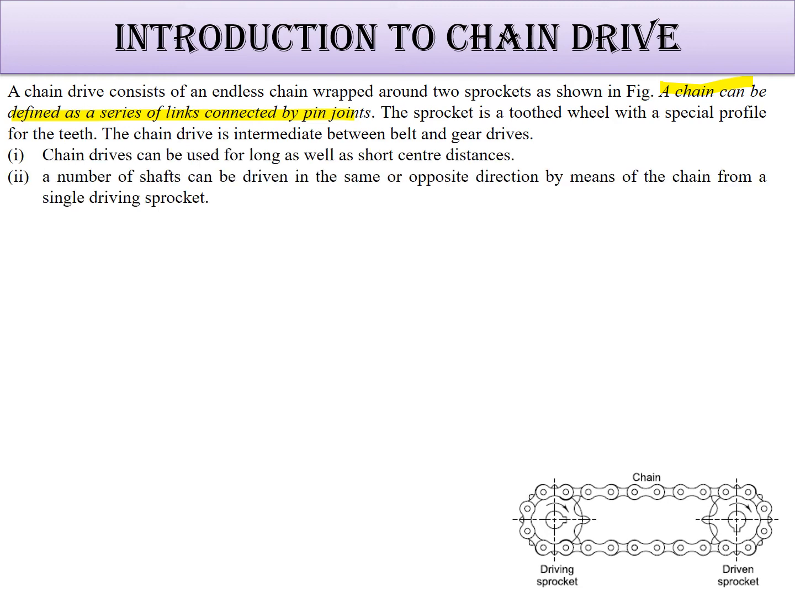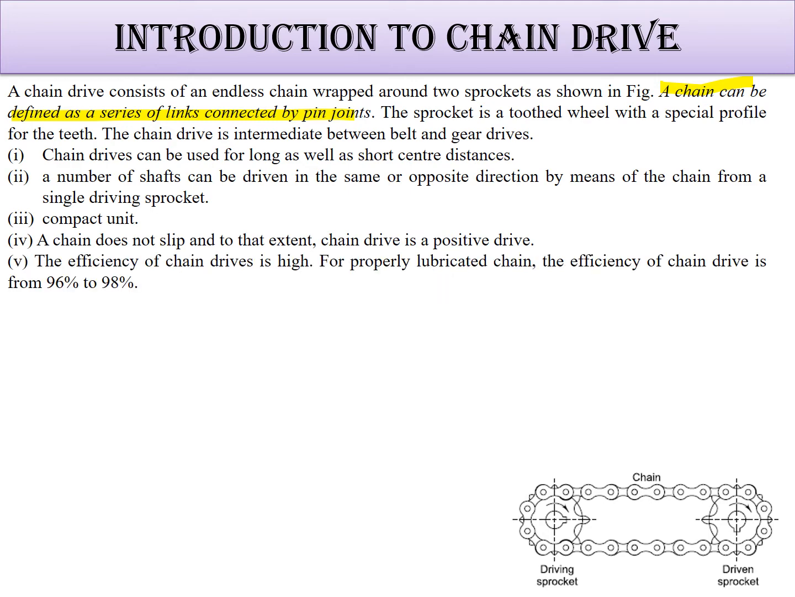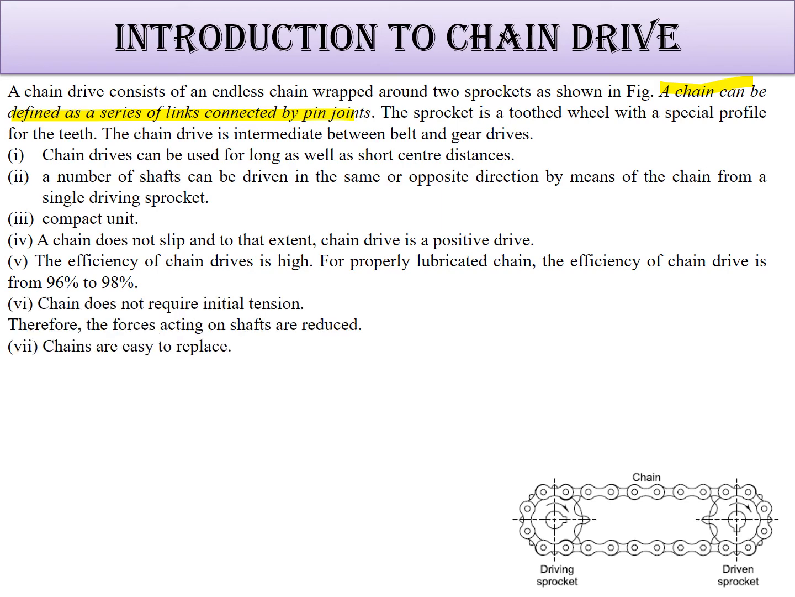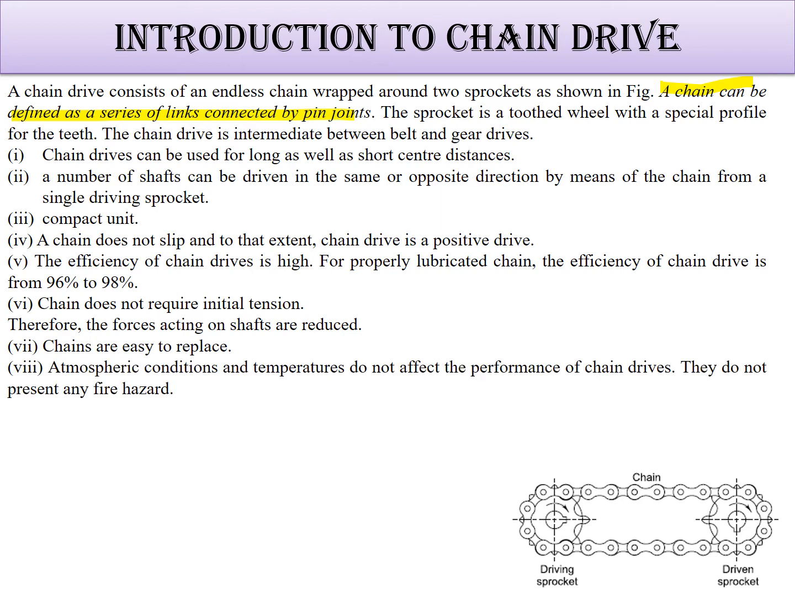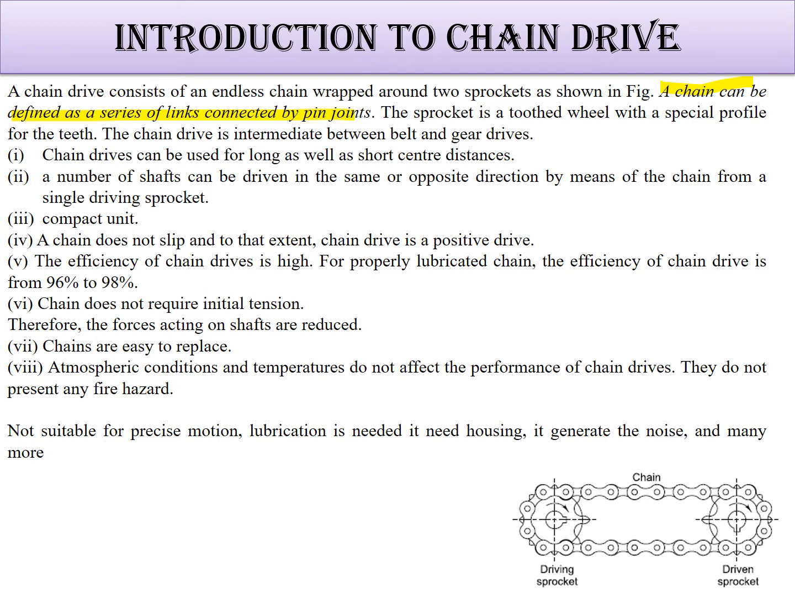Now a chain drive can be used for long as well as short distances. A number of shafts can be driven in the same or opposite direction by means of a chain. It is a compact unit. It does not have slipping action. It's a positive drive. Efficiency is 96 to 98%. It doesn't require any initial tension. Chains are easy to replace also, and it is not hazardous for the atmosphere.